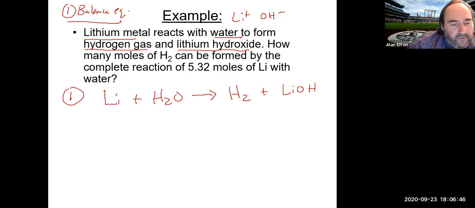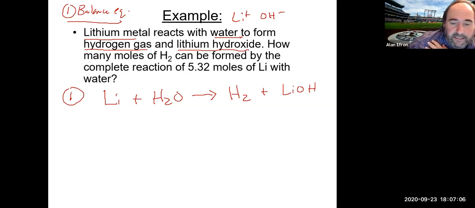So you can see that I just wrote an equation. What I did there was make sure everything was correct in terms of the formulas. I did not worry about balancing. Now that I have this equation, it is no good to me if it is not balanced, especially if we're doing this type of problem. So we definitely want to go through and balance it.